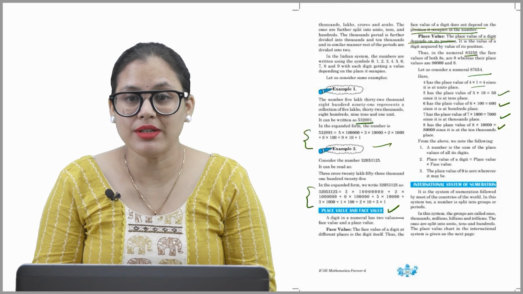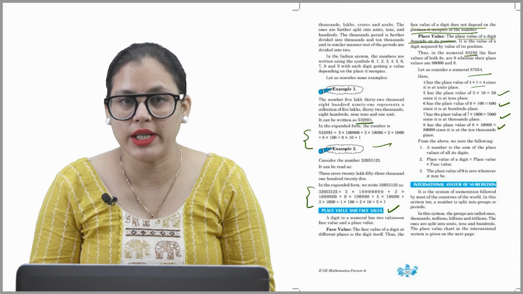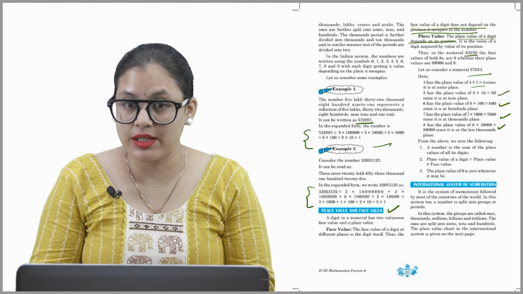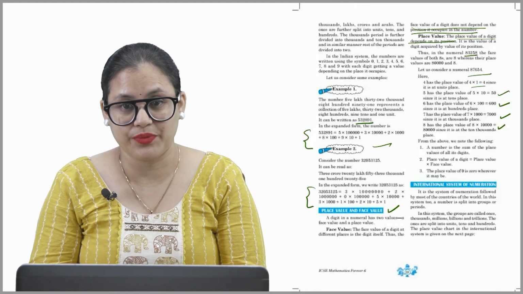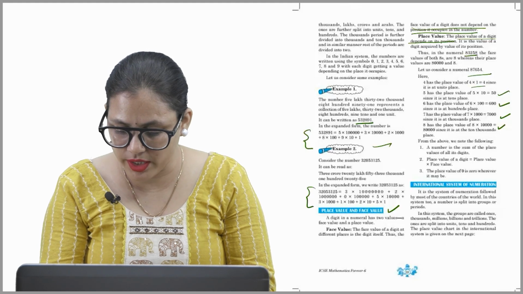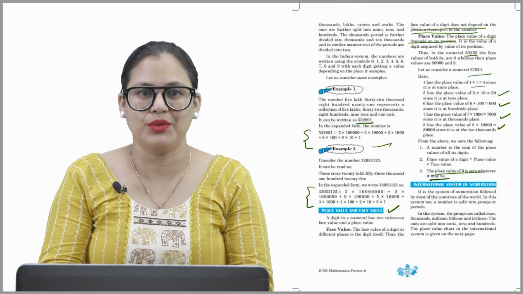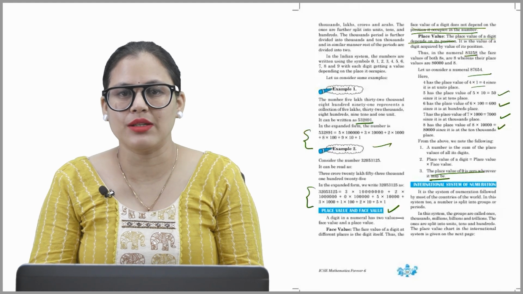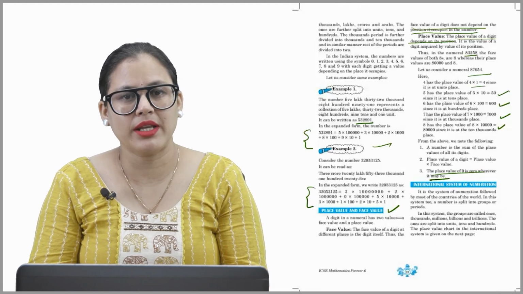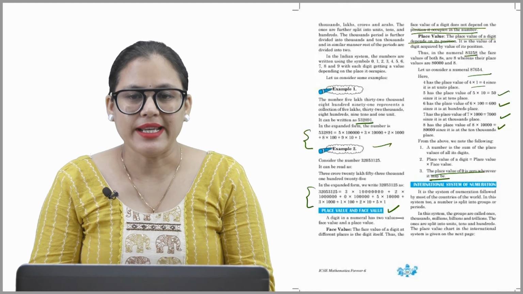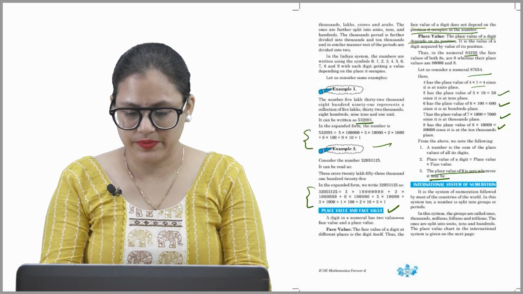Number 1, a number is the sum of the place values of all its digits. Number 2, place value of a digit is equal to place value into face value. Okay, and number 3, the place value of 0 is 0 wherever it may be. Okay, no matter at which place 0 is, its value is going to remain 0 always.